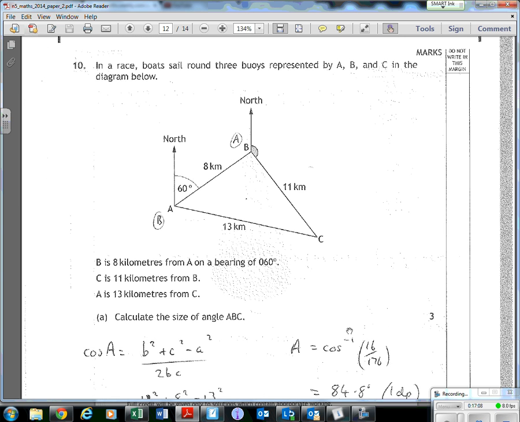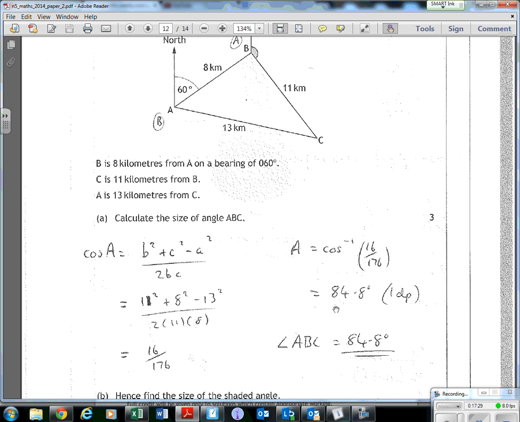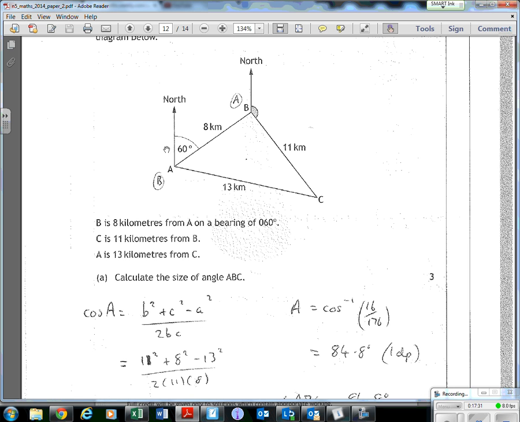Question number 10. In a race, a boat sails around 3 buoys represented by A, B, and C in the diagram below. B is 8 kilometers from A on a bearing of 60. C is 11 kilometers from B, and A is 13 kilometers from C. So kind of going around in a triangle there. Calculate the size of angle ABC.